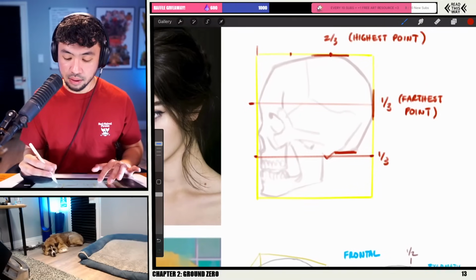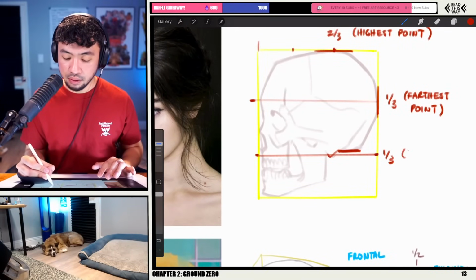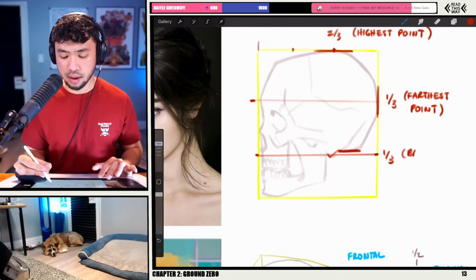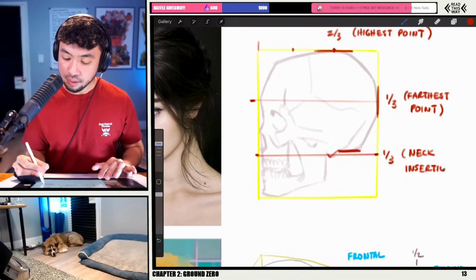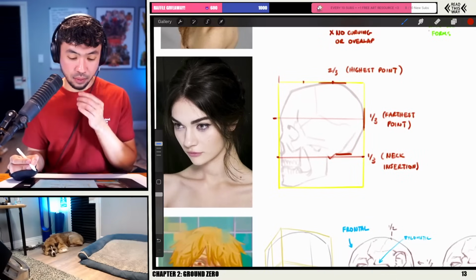This is going to be the back of skull, or I should say, we'll call it neck insertion. Neck. I'm just making up terms here. Neck insertion. And let's do a few more.